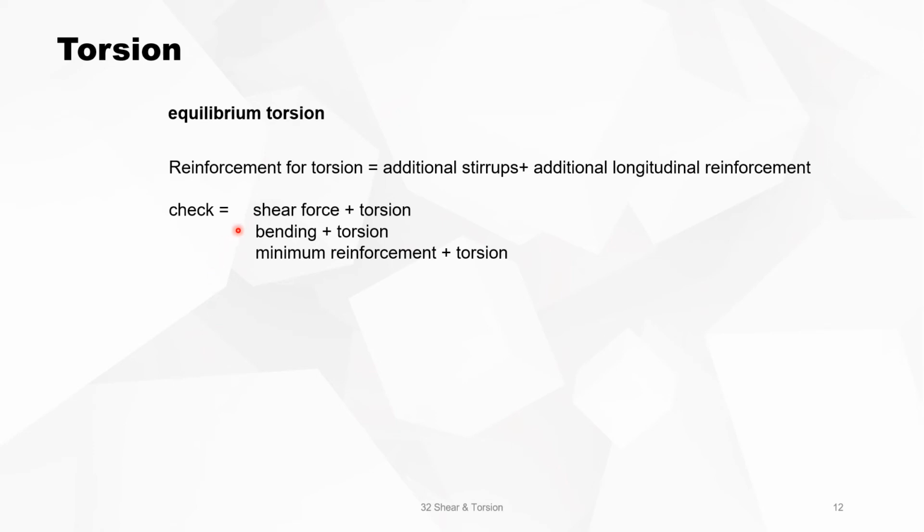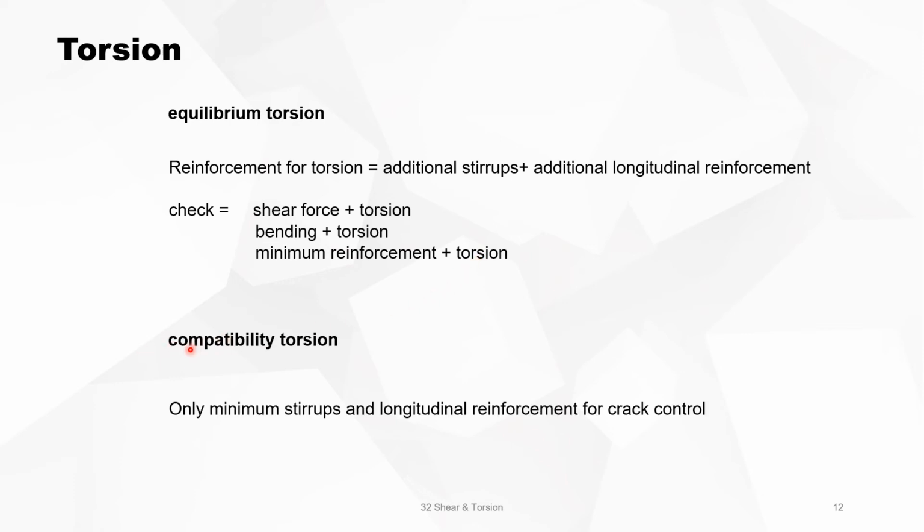Then we have to check shear force and torsion together, bending and torsion together, and minimum reinforcement plus torsion together. And for the minimum reinforcement, we must also check the minimum reinforcement needed for torsion. For compatibility torsion, then only the minimum stirrups and longitudinal reinforcements for crack control suffice. It's okay.